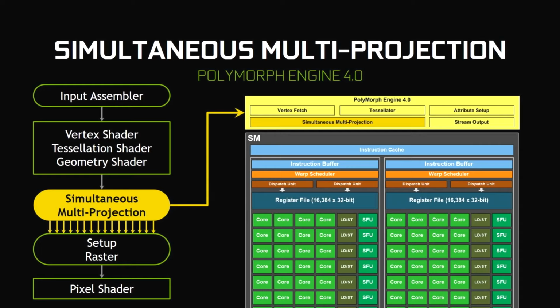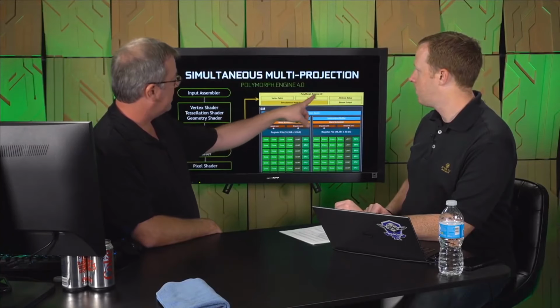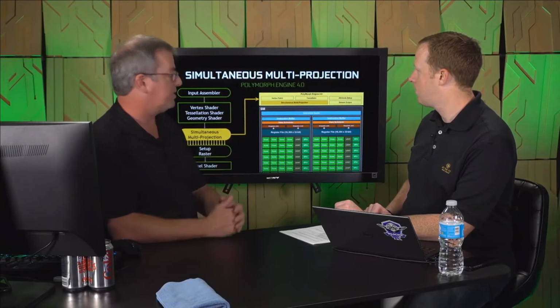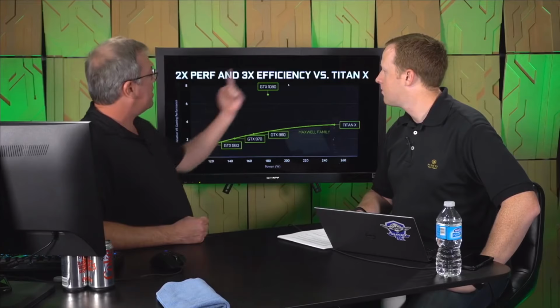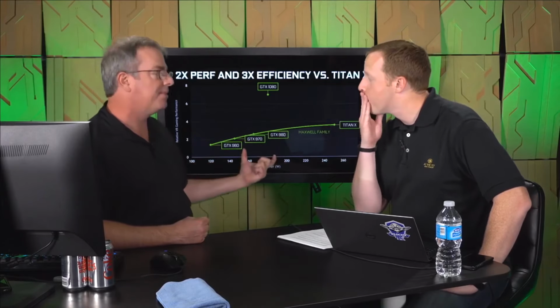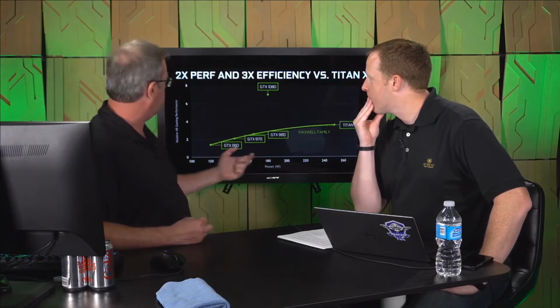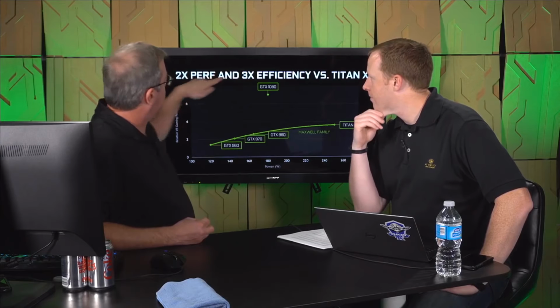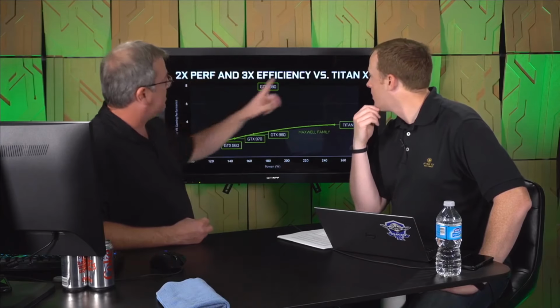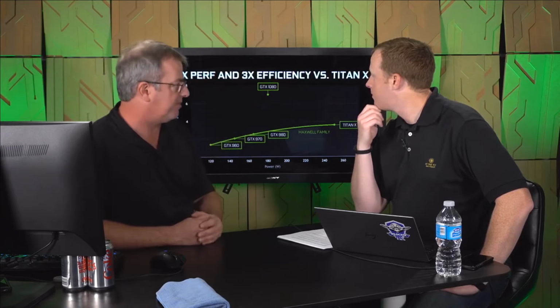So the way we've described it is it's our Polymorph Engine 4.0, and one of the blocks in the Polymorph Engine 4.0 is the simultaneous multi-projection block. Now that means when you add all those technologies on top of the fact that Pascal is just a faster part in general, we're really dramatically faster. We're 2 times the performance of a Titan X and 3 times the efficiency versus a Titan X.